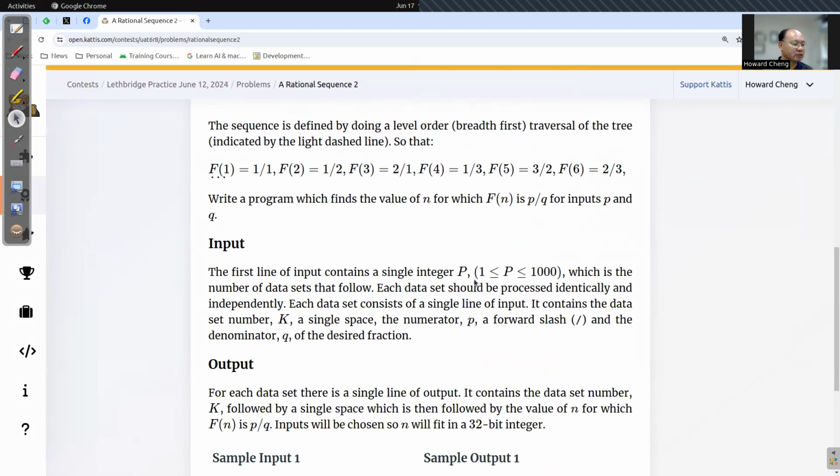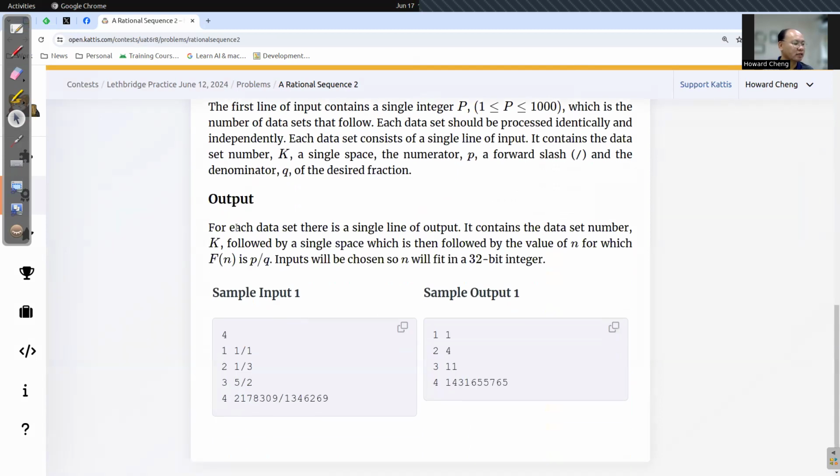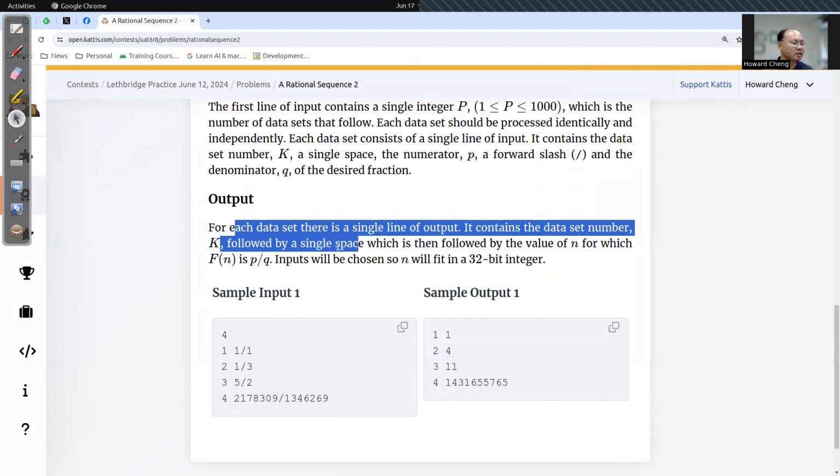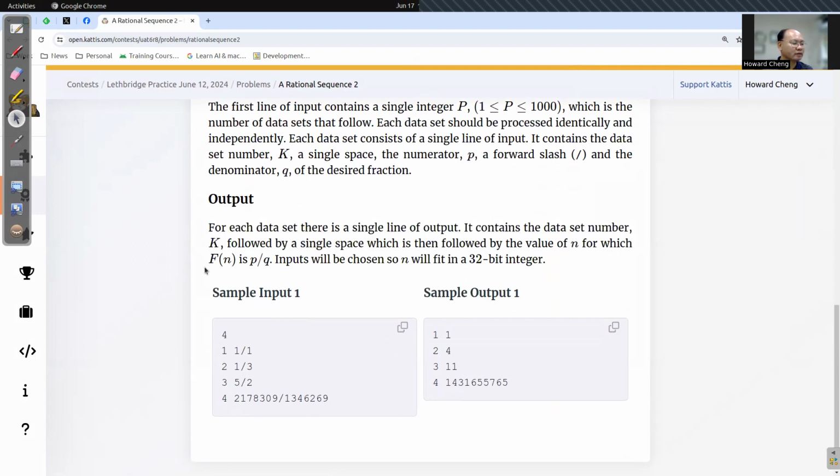You have up to 1,000 cases. Each one has the numerator, denominator, and a slash, and so on. And then for each data set, there's a single line of output. It contains the data set number followed by a single space, which is then followed by the value of n, so this number in a sequence. The input will be chosen so that n will fit inside a 32-bit integer. So they tell you that you don't have to worry about using 64-bit integers.